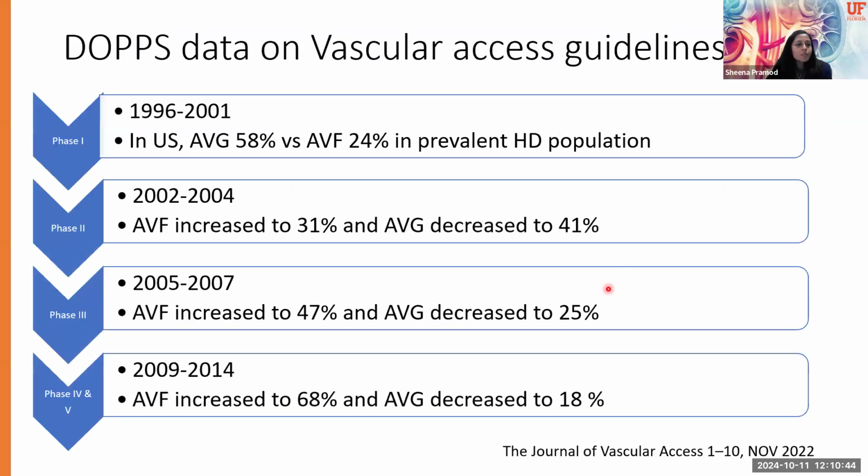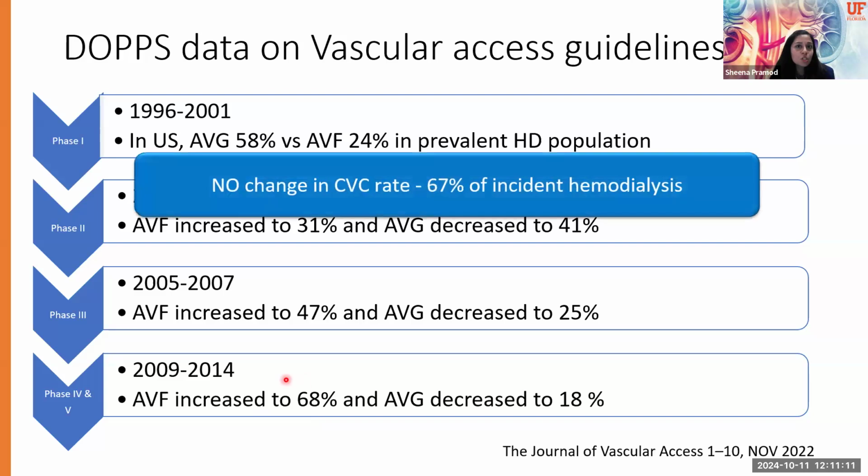So when you look at the DOPPS data over the years from phase 1 to phase 4 and 5, we really did well from having a 24% AV fistula rate in our prevalent HD population down to now, most recent, and this is also the current usage, of having about 70% AV fistula rate in our prevalent hemodialysis population. But what we did not change is that the CVC rate in our incident hemodialysis patients still continues to remain about 70% in spite of all these efforts.